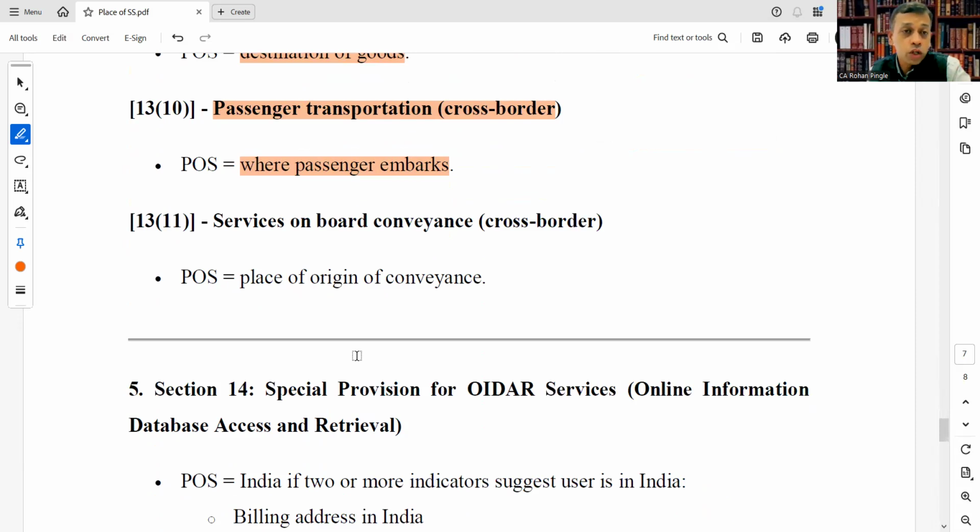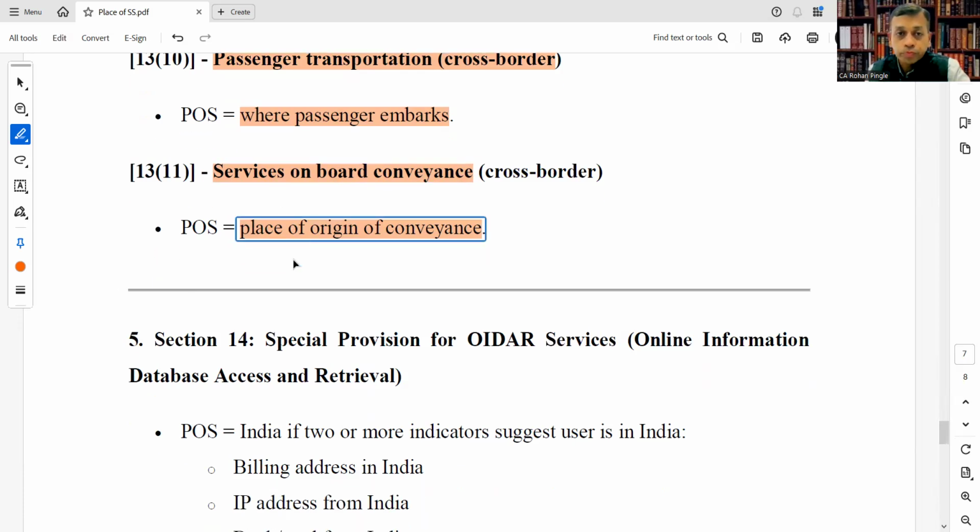Section 13, subsection 11: services on board a conveyance cross-border. Place of supply will be the place of origin of the conveyance. Again, for services on board a conveyance, place of supply will be the place of origin of the conveyance. It's the first schedule point in case of section 12. Here, it is the place of origin of the conveyance.